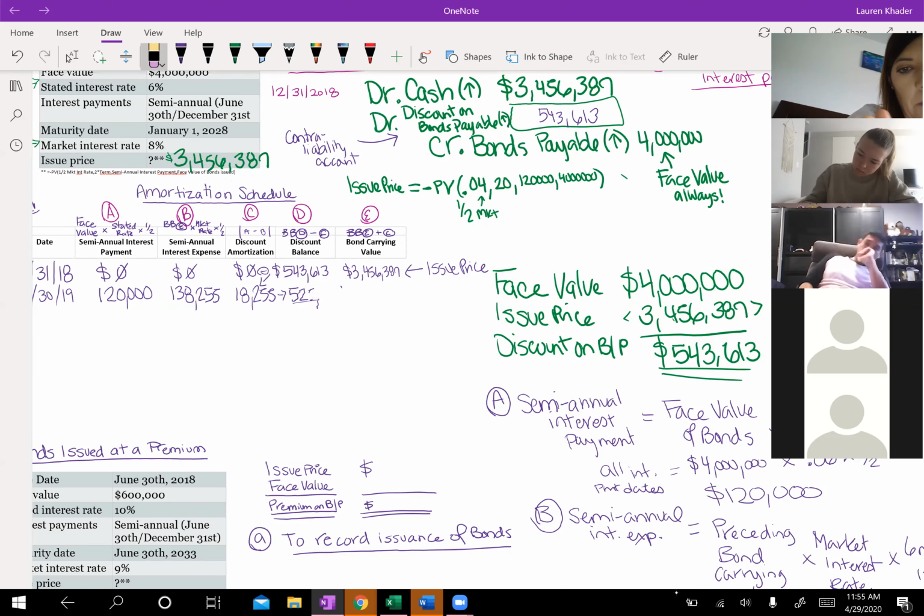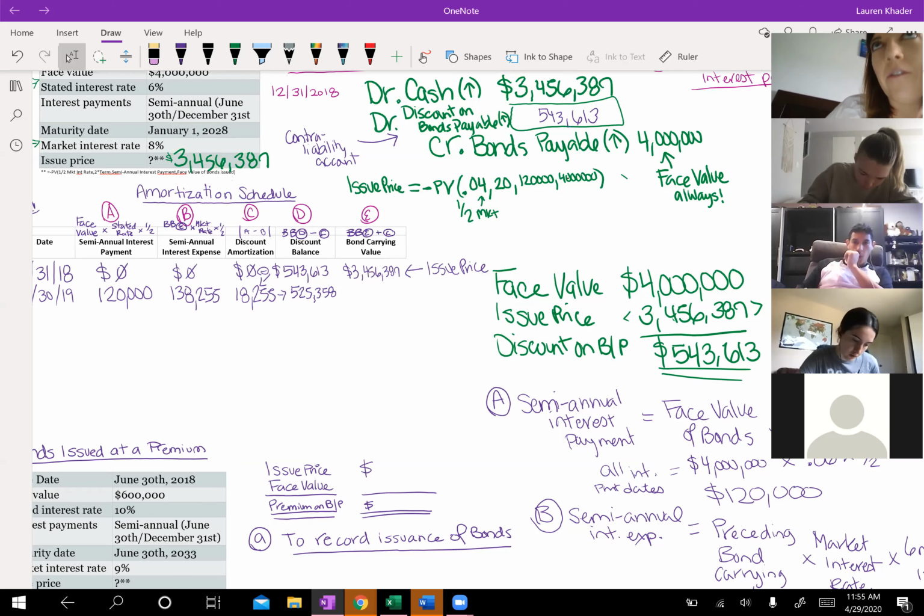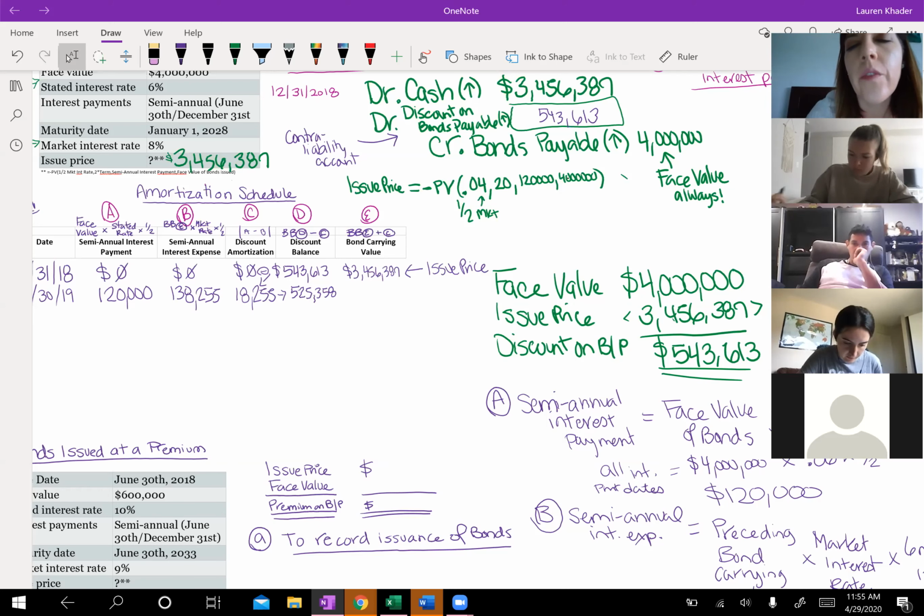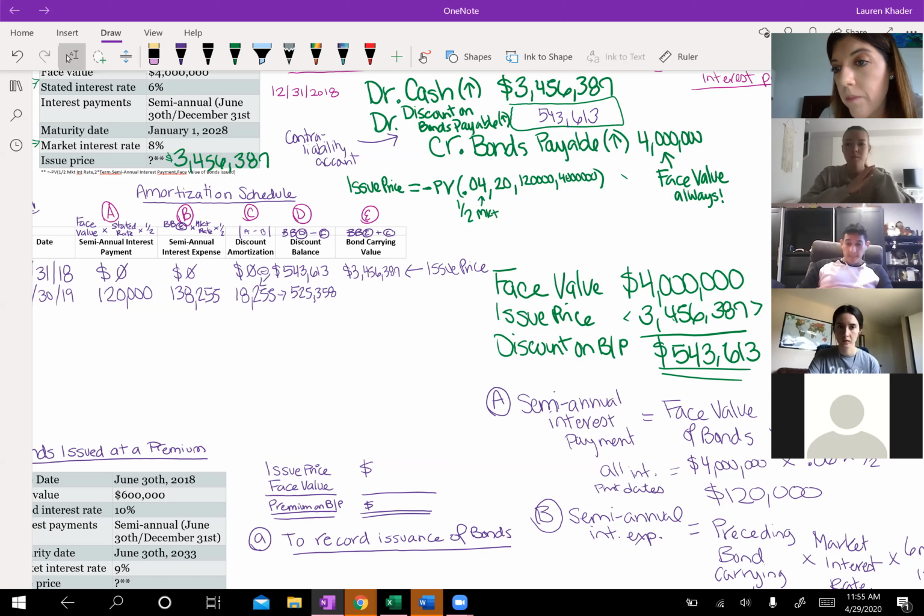So, Professor, wait, the first three values, A, B, and C, they don't ever change between installments, do they? Or between payments? A does not change. B and C will change. If you're using straight line, they would never change. But when we're using the effective interest method, they will always change, because we're looking at that bond carrying value, and that bond carrying value, regardless if it's a discount or a premium bond, is changing each period. And slowly, if it's a discounted bond, it's going to be increasing the amount that we're amortizing it.